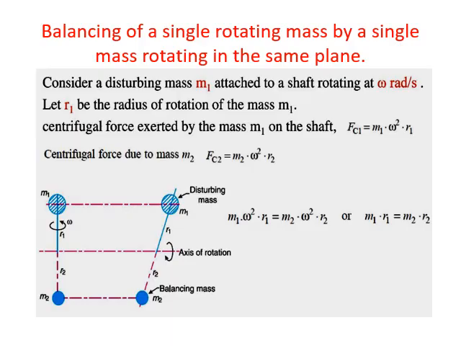In this slide, the balancing of a single rotating mass by a single mass rotating in the same plane. We consider a disturbing mass attached to the shaft, that is M1, rotating at an angular velocity omega. R1 is the radius of rotation of the mass M1. The centrifugal force acts radially outward and thus produces a bending moment on the shaft. In order to avoid the effect of this force, a balancing mass may be attached in the same plane of rotation as the disturbing mass, such that the centrifugal forces due to the two masses are equal and opposite.